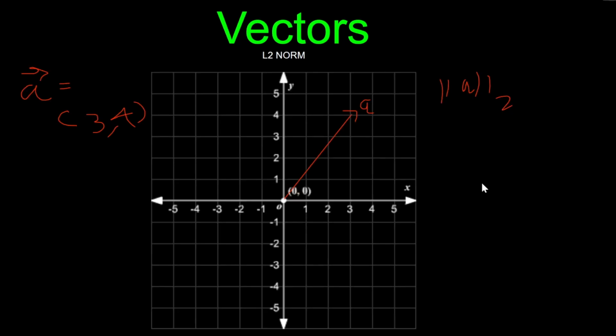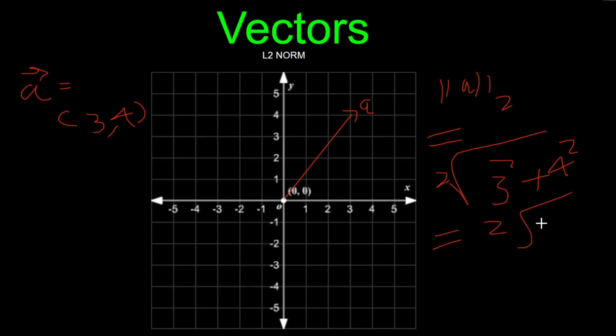Let's talk about L2 norm. So let's take a vector here, 3, 4. L2 norm is nothing but the Euclidean distance which we calculated before. So L2 norm is represented by this notation. We have 2 bars and 2 below it. Which is nothing but the square root of 3 square plus 4 square, which is square root of 25, which is equal to 5.